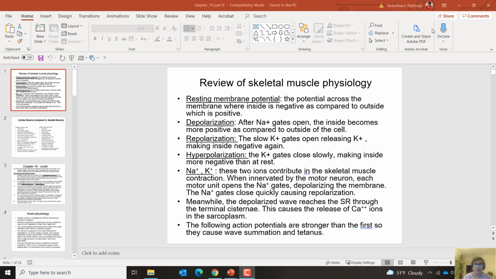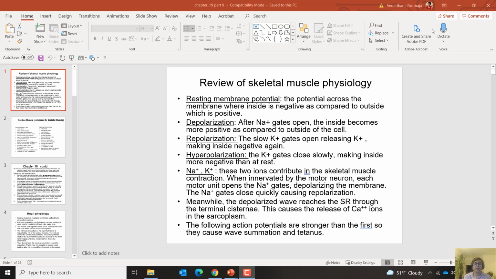And here we see something that we did not see in skeletal muscle, but we saw in the neurons: the potassium gates don't close in time and make the inside more negative than at rest. That is called hyperpolarization. Hyperpolarization is a very important event that takes place in cardiac muscle cells, so this is important to understand. In skeletal muscle, the two major ions were sodium and potassium. And here we're going to talk about calcium as well.